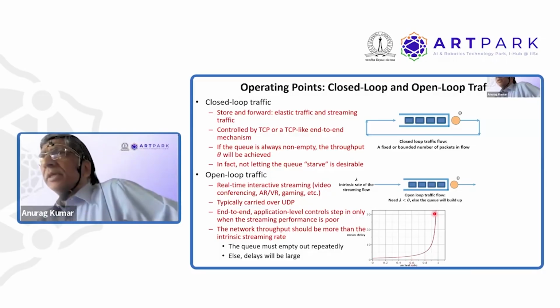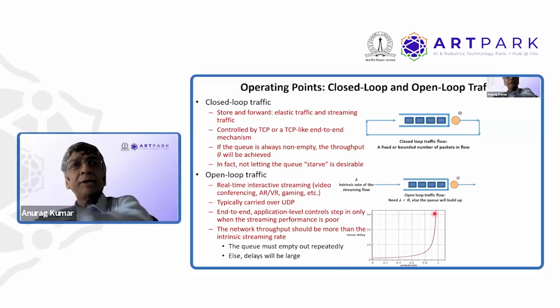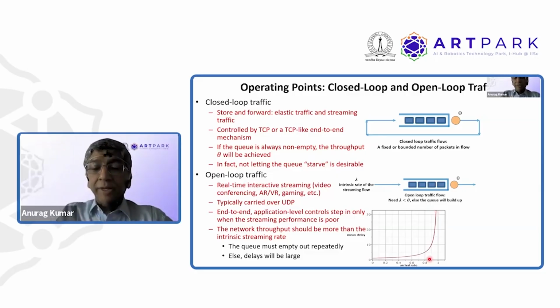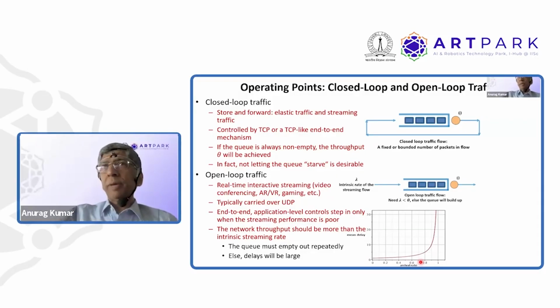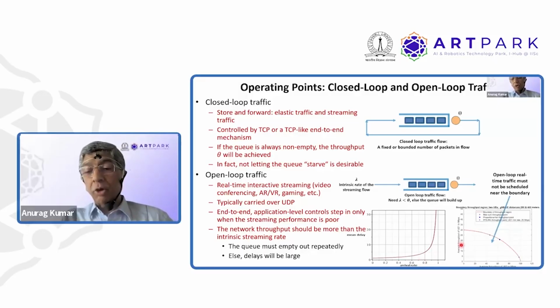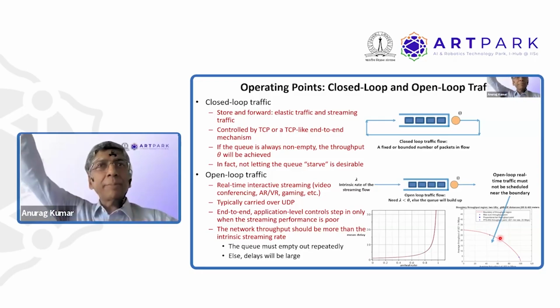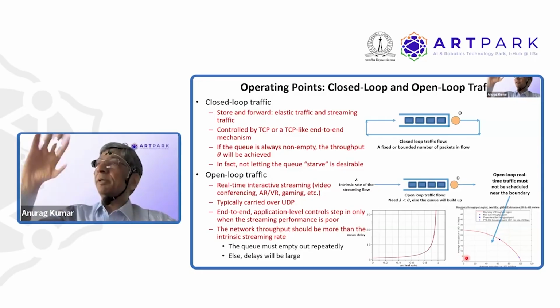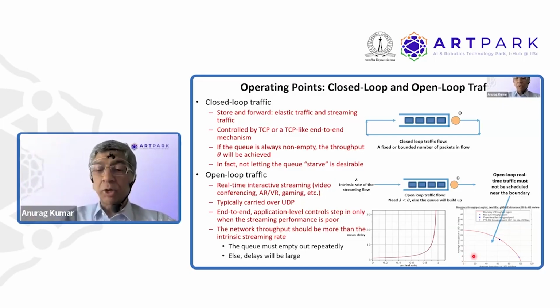Delay shoots up. So if you're concerned about end-to-end delay, you're concerned about real-time video, real-time robotics, and so on and so forth, one should always pull back. There should be a pullback from 100% occupancy, which means that you should not operate on the boundary for real-time traffic. You should only operate maybe somewhere here. Open loop real-time traffic must not be scheduled in the boundary. So the boundary is like you're exactly matching the service rate with the input, and queues will build up.